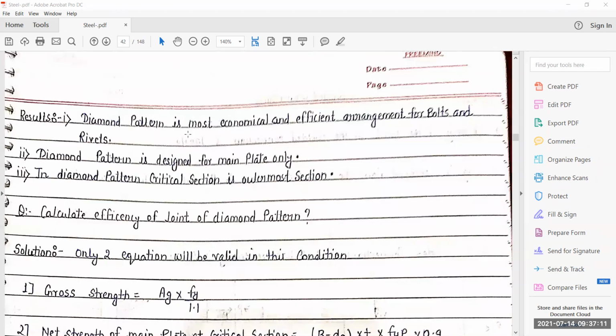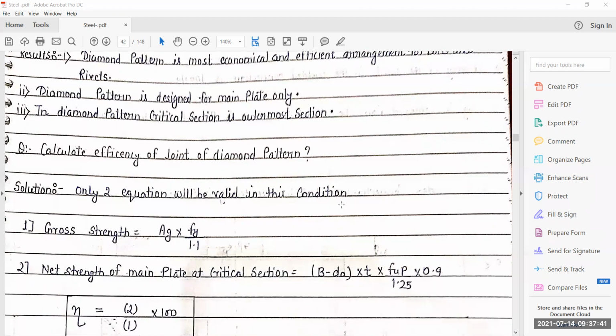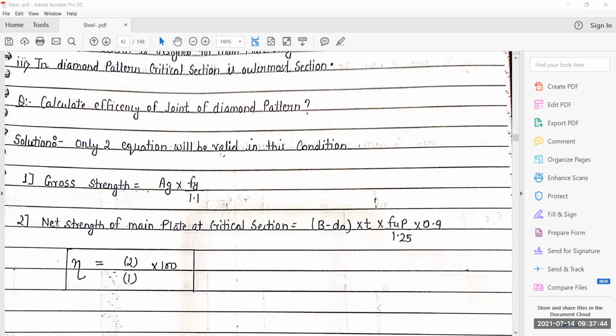Then the result is that the diamond pattern is the most economical and efficient arrangement for the plate and rivets. The diamond pattern is designed for the main plate only. In the diamond pattern, the critical section is the outermost section. Now calculate the efficiency of the joint for the diamond pattern. In the solution, only two equations will be valid: gross strength is Ag into Fy upon 1.1, and the net strength of the main plate at the critical section is (B minus n d0) into T into Fu upon 1.25 into 0.9.